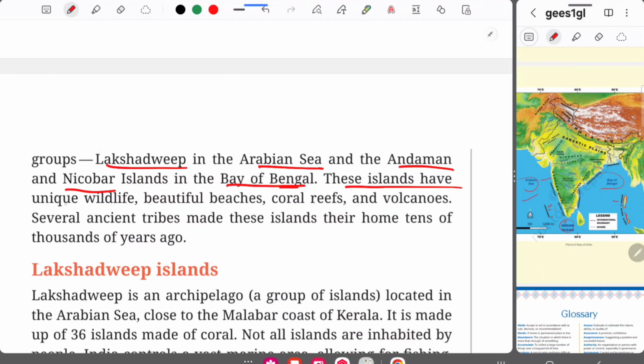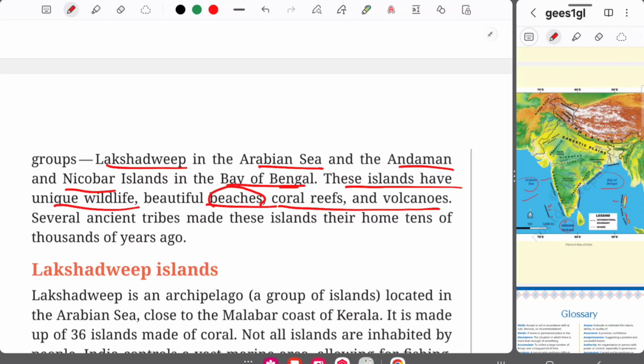These islands have unique wildlife, beautiful beaches, coral reefs and volcanoes. You will find so much unique wildlife here. The fishes found over there are very colorful and very different from the fish found in other areas. That is the example of sea creatures I have given. Besides that, they have other wildlife in the forest. And they have very beautiful beaches, which are naturally beautiful and very clean compared to the mainland of India.